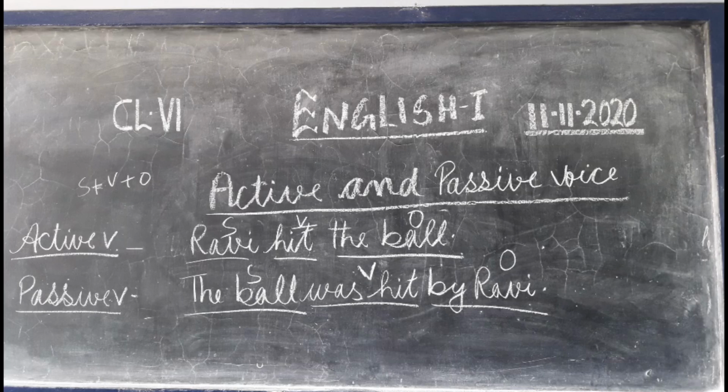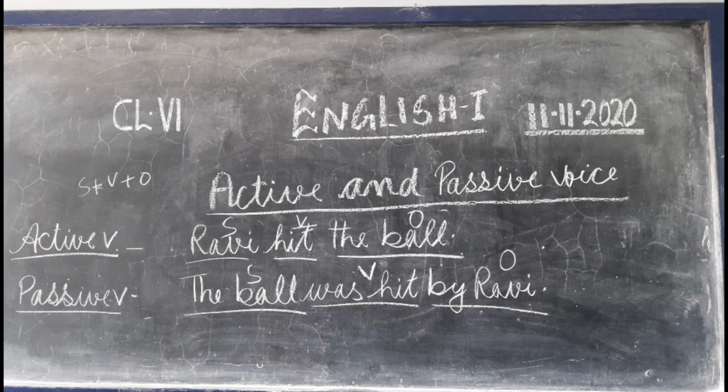Active voice, the example I have given here, Ravi hit the ball. Okay, and the passive voice, the ball was hit by Ravi. Here in the first sentence, active voice, Ravi is a subject, hit is the verb, and the ball is the object. And here, doer and receiver. Okay, who is doing what? Okay, action is done by Ravi. Ravi is doing, he hit the ball.